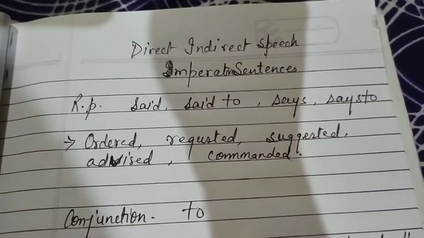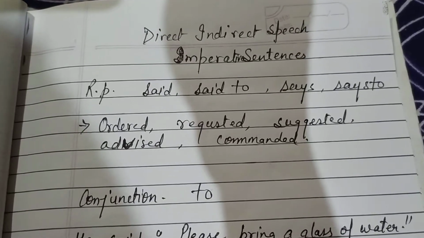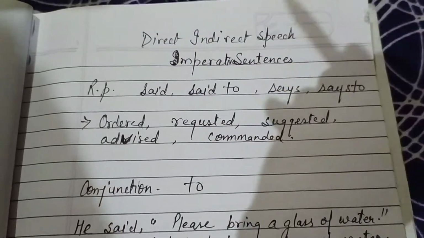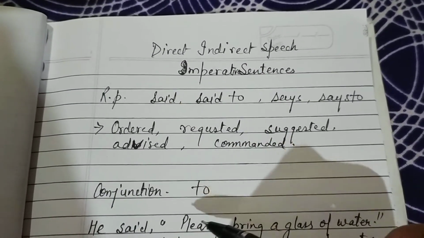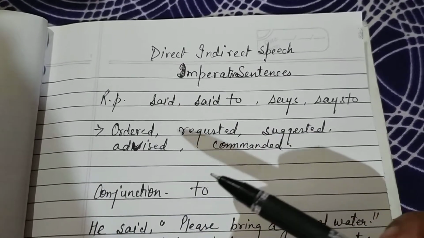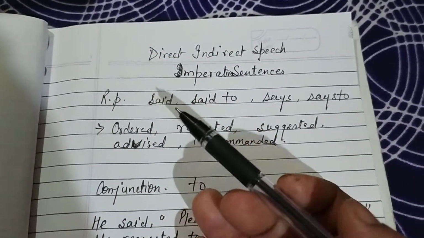Good morning students. In this video I am going to explain imperative sentences of direct and indirect speech. In that kind of sentences we have to just change the reporting verb and conjunction. The rest of the things will be the same, or easier than the last two types of sentences.